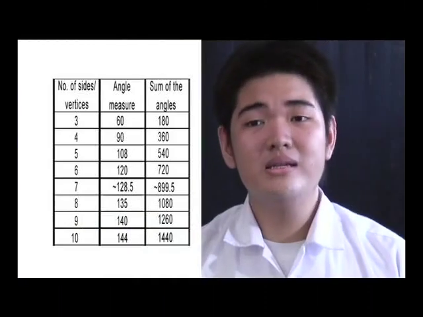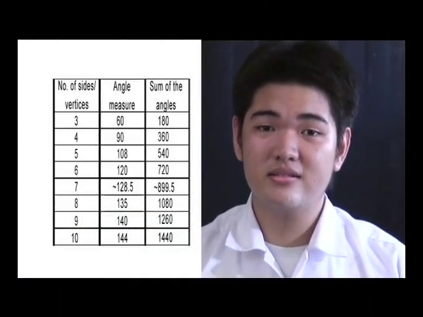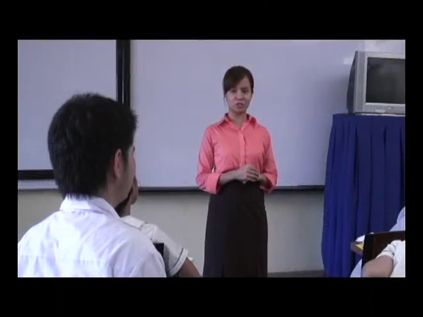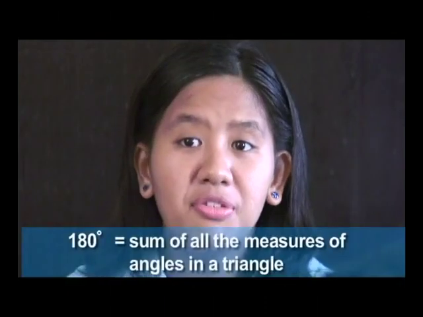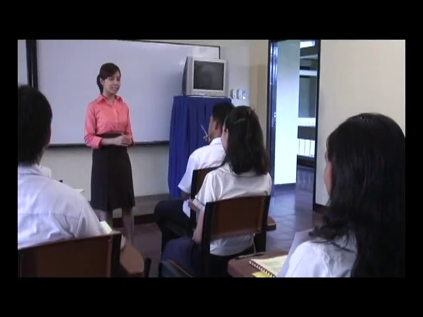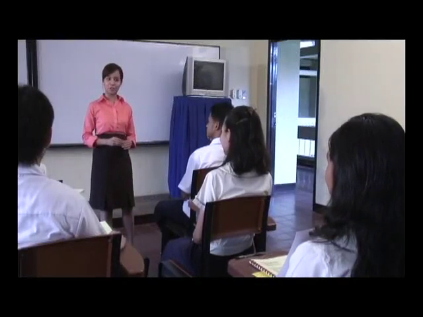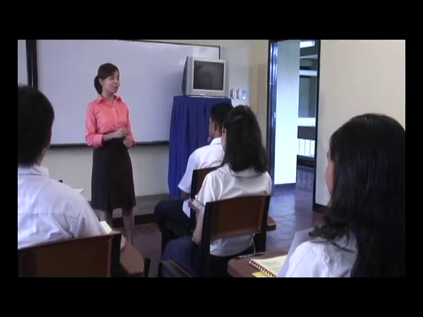Miss Cristel, why is the sum of the angles a multiple of 180 degrees? That's a good question. From our past lessons, what does 180 degrees remind you of? It's the sum of the measures of any triangle. Yes, that's right. So this suggests that we break up a polygon into triangles. We do this by drawing the diagonals through a given vertex.